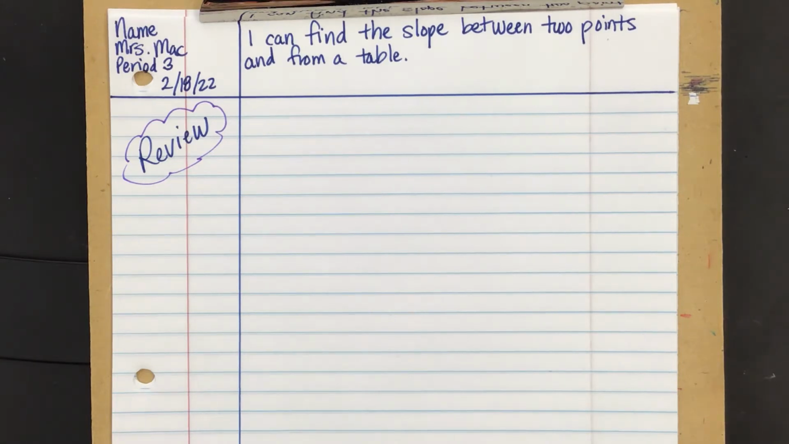Yeah, Irvin? It says "and from a table." Wait, is that "from" or "for"? From. Oh, okay. And from a table. Does it not make sense? I can find the slope between 2 points and from a table. I think that's okay.